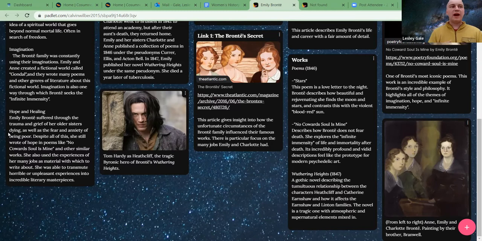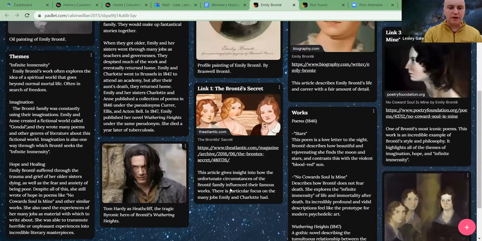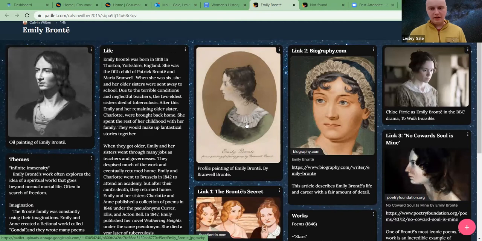And that's it. Some of the pictures I included are paintings done by Branwell Bronte. He was an aspiring artist that I don't think had any success, which is kind of sad. And lastly, this image here is from a series about the sisters themselves called To Walk Invisible, which looks pretty cool. And that's it.